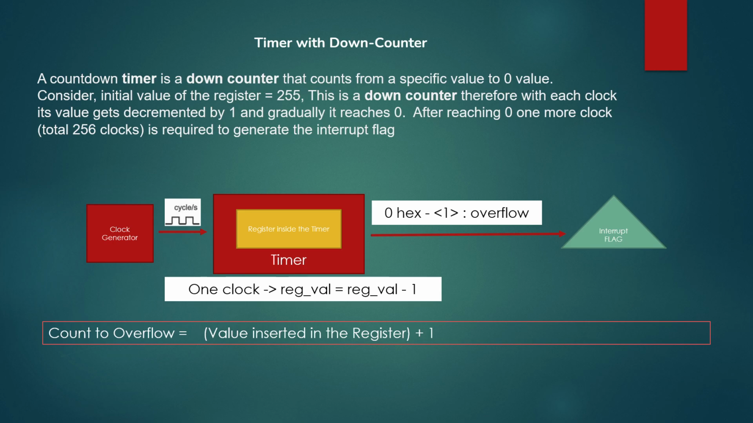So for this case, count to overflow will be the value inserted in the register plus the value of 1. Now since the value inserted in the register is quite high, you can consider the count to overflow as almost equal to the value inserted in the register. You can discard the value of 1.